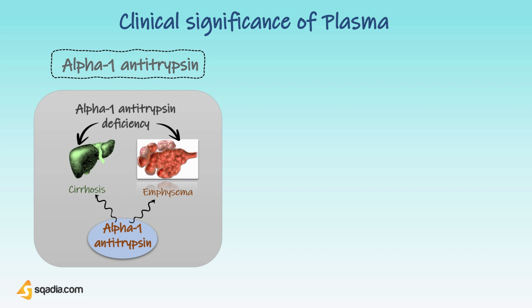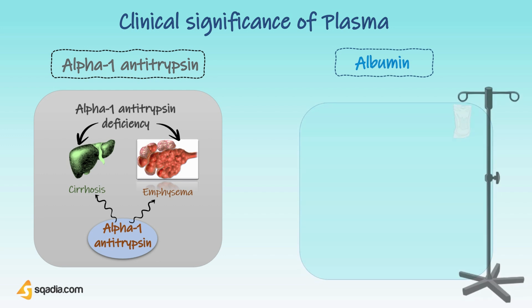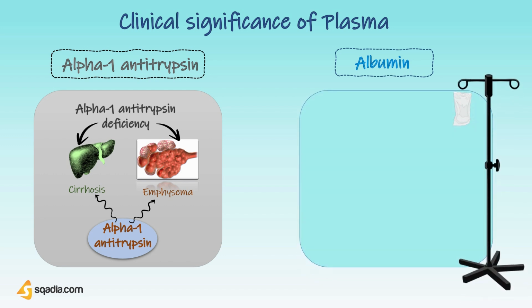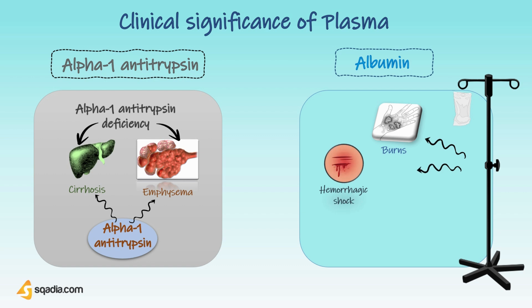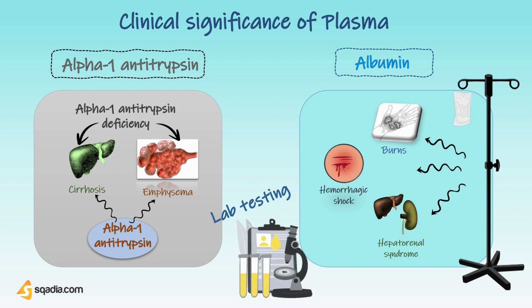Other than this, infusion of albumin, a major plasma protein, is used in the treatment of burns and hemorrhagic shock. Albumin is also useful in the management of hepatorenal syndrome. Other than these clinical significances, plasma is also involved in many laboratory tests for the diagnosis and confirmation of diseases like diabetes, etc. In this way, plasma performs many important functions, not only under physiological conditions, but also it contributes to treatment under pathological conditions.